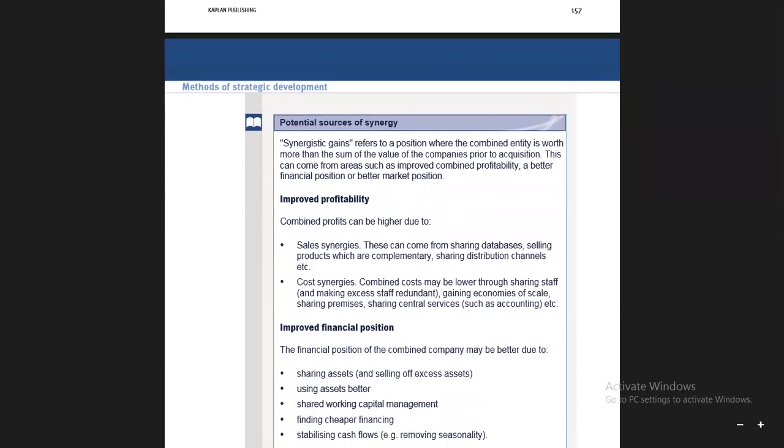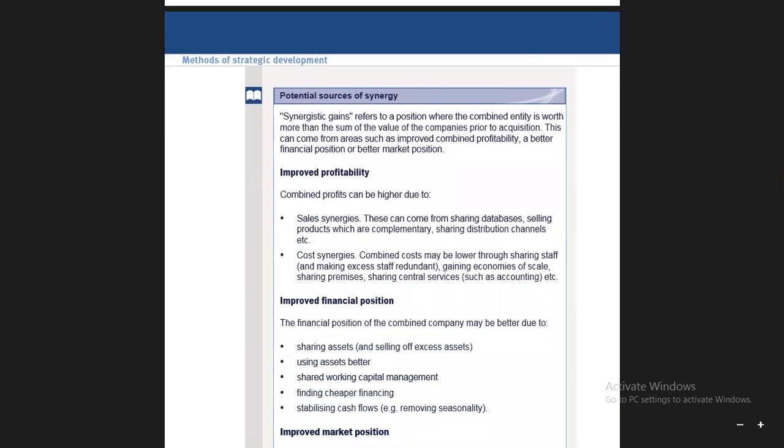Now, what are synergistic gains? Synergistic gains refers to a position where the combined entity is worth more than the sum of the value of the companies prior to acquisition. Yes, in very simple language, this is 2 plus 2 equal to 5. Basically, 2 plus 2 equal to 5 means that your inputs are lesser and your outputs are more. You have more value addition than what you are contributing to the company. So synergistic gains are that you are contributing less, but the benefits are more from that synergy. So this is called synergistic gains.